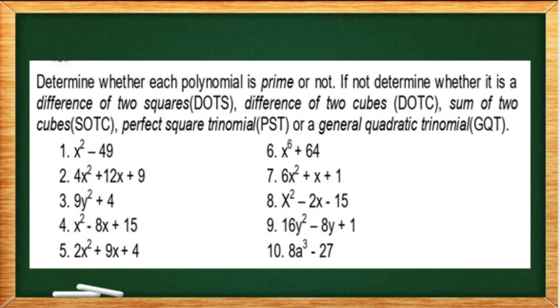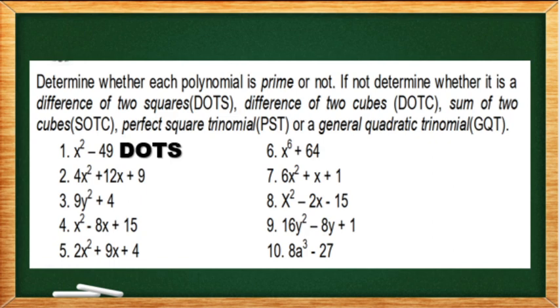Binomial. Kapag binomial, ang pwede lang sa kanya ay DOTS, DOTC, SOTC. Now, we need to check the given. Minus ang operations na gamit. So, hindi na pwede sa kanya si SOTC. So, ang pwede na lang sa kanya ay si DOTS, saka si DOTC. Kasi difference. So, we need to check the two term. Perfect squared sila. Kasi ang square root ng x squared is x. The square root of 49 is 7. So, therefore, DOTS.